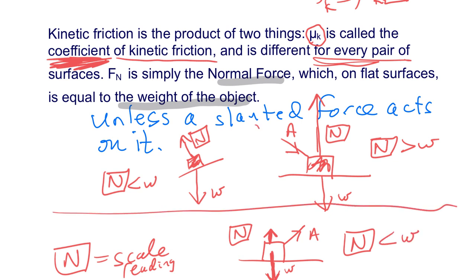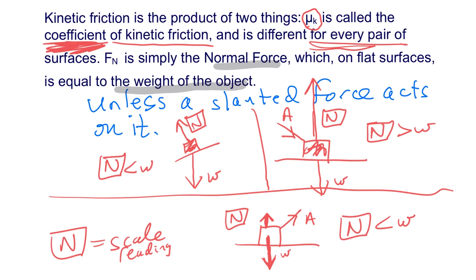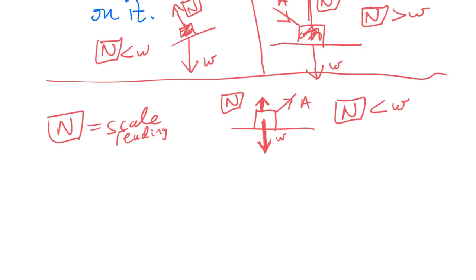Okay, so here's some examples where normal force is not equal to weight. If you're in an elevator, the elevator is going up, accelerating upwards.